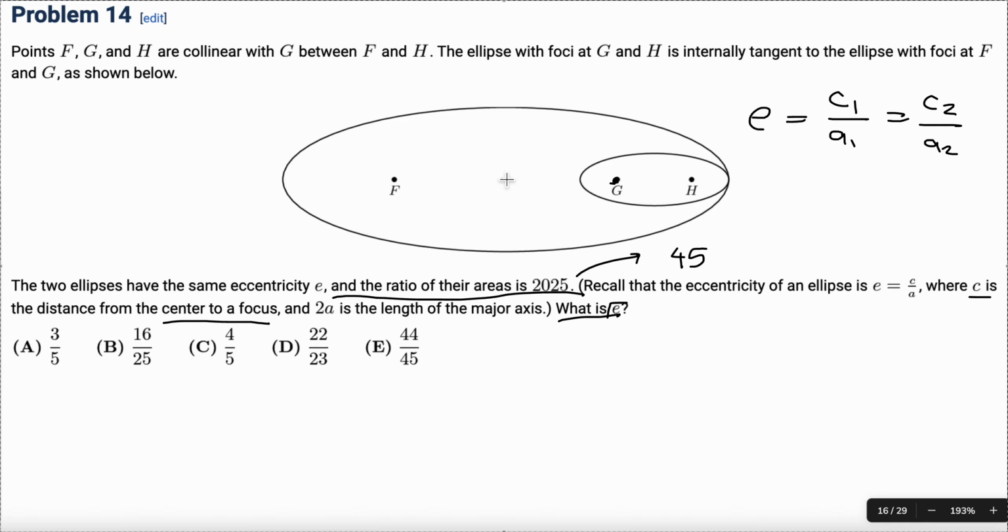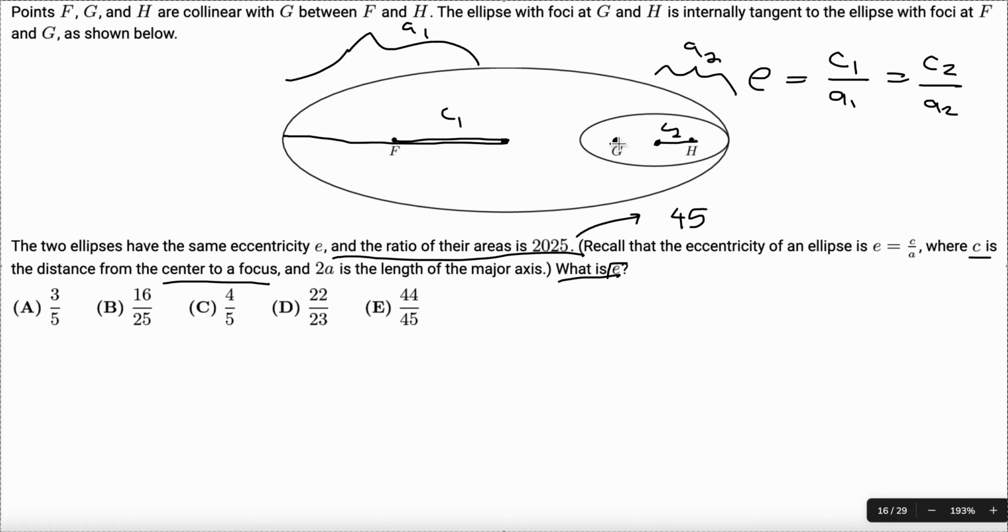So let's just draw on the two centers. This is going to be the center of this one, and this is going to be the center of this one. So C1 is going to be, say, this distance right here. This is C1. And C2 is this distance right here. This is C2. And 2A is the length of the major axis. So A1 is going to be this entire distance, which is half the major axis. So this is A1. And similarly, if we were to do this all the way from here to here, that's going to be A2.